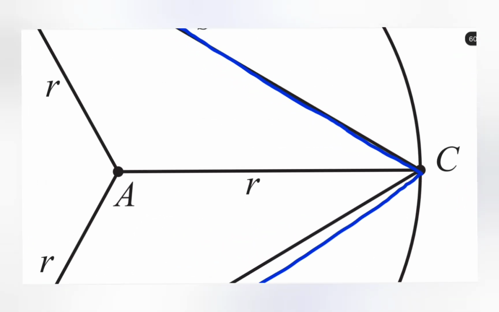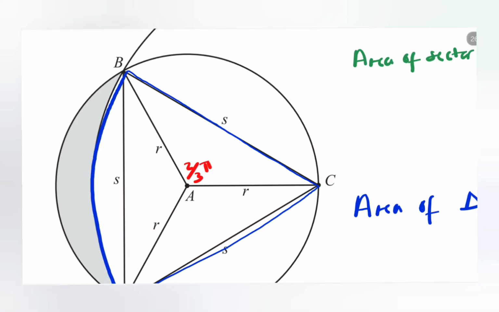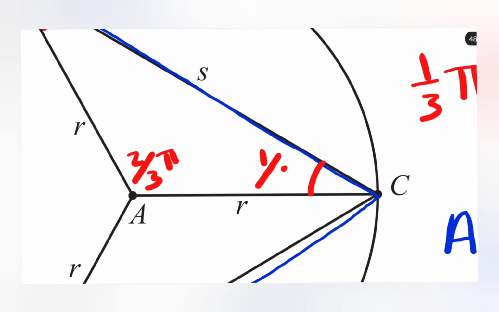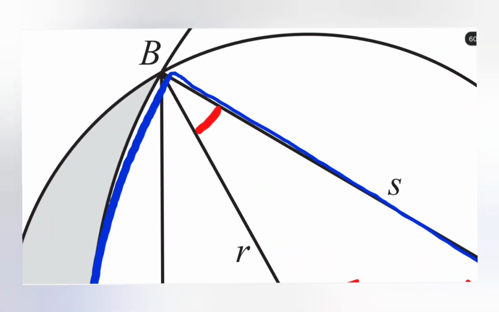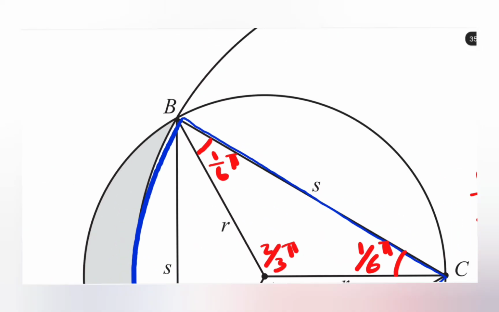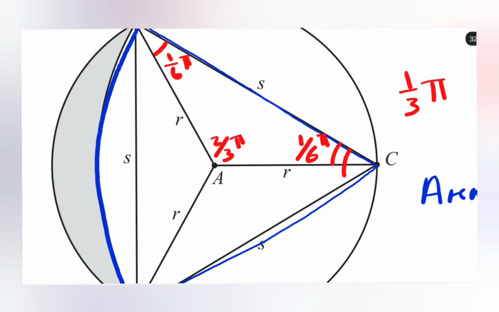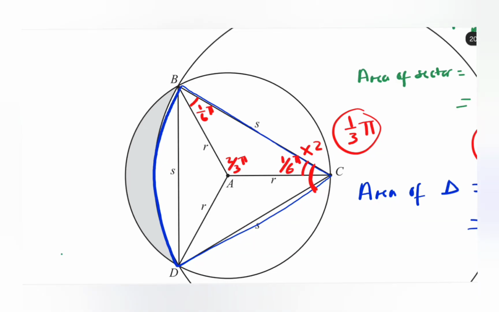If these are 2/3 pi each, to make pi, which is 180 for the triangle, we need this and that to make up the remaining third pi. If we divide it by 2, it will be 1 over 6 pi for each one of these. So to get this angle, it's 1 over 6 pi times 2, which gives us a third pi. And the radius is s.